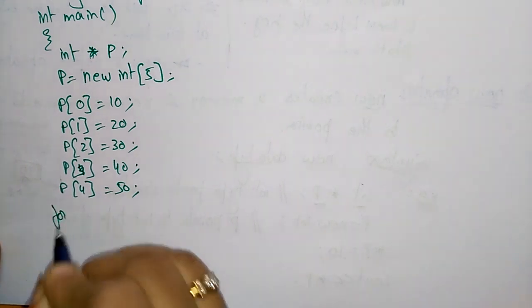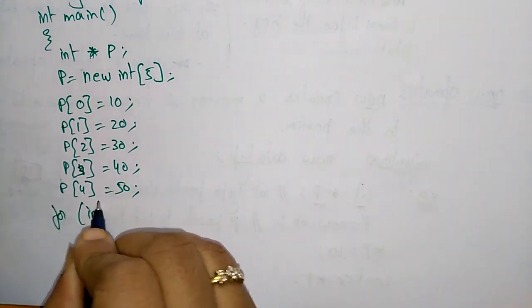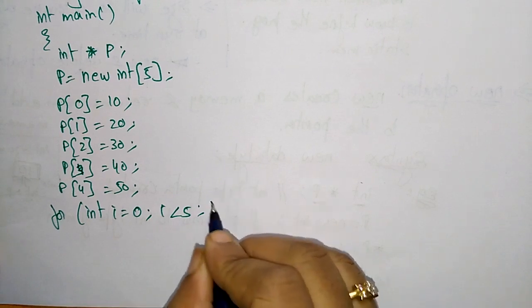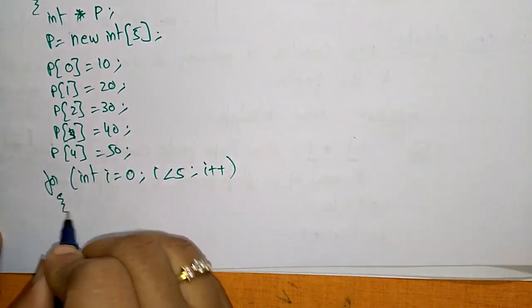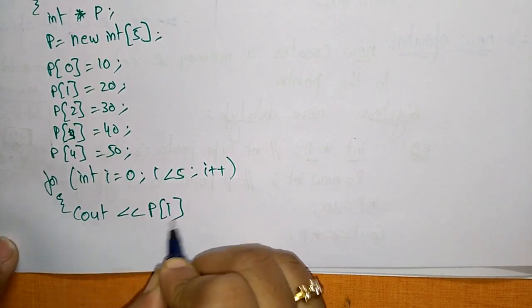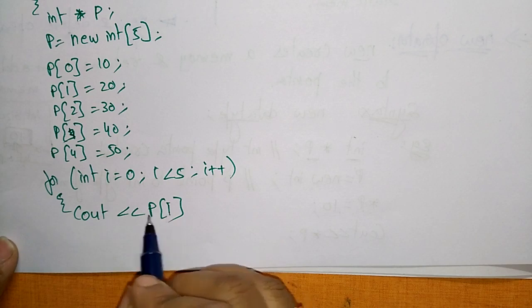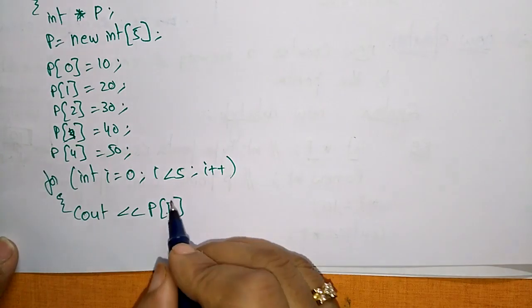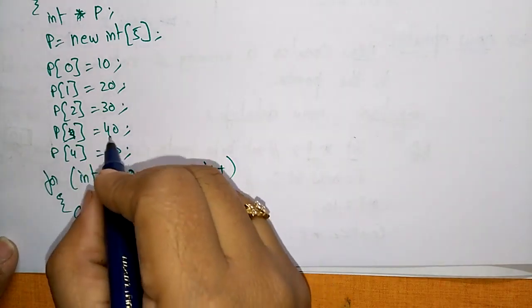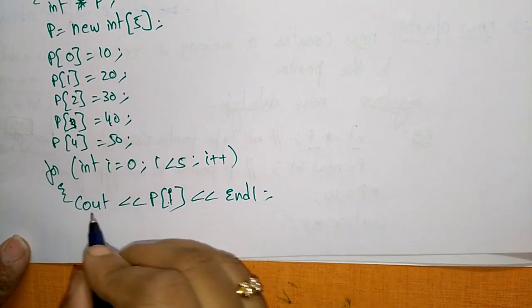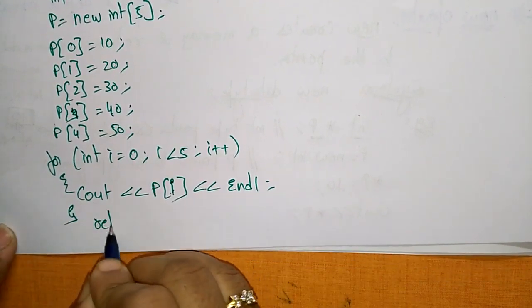Now I am taking the for loop to print these values. For int i is equal to 0, i less than 5, because 0 to 4. So i less than 5, i plus plus. Now print the values. cout. What do I have to print? P of i. First, i is 0 means P of 0, 10 value printed. Next i is 1 means 20 will be printed. Suppose i is 3 means 40 will be printed, like that. And return 0.